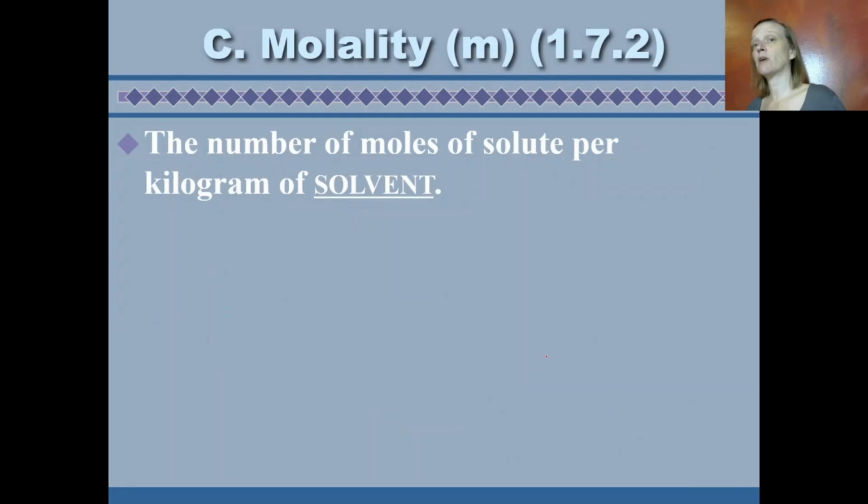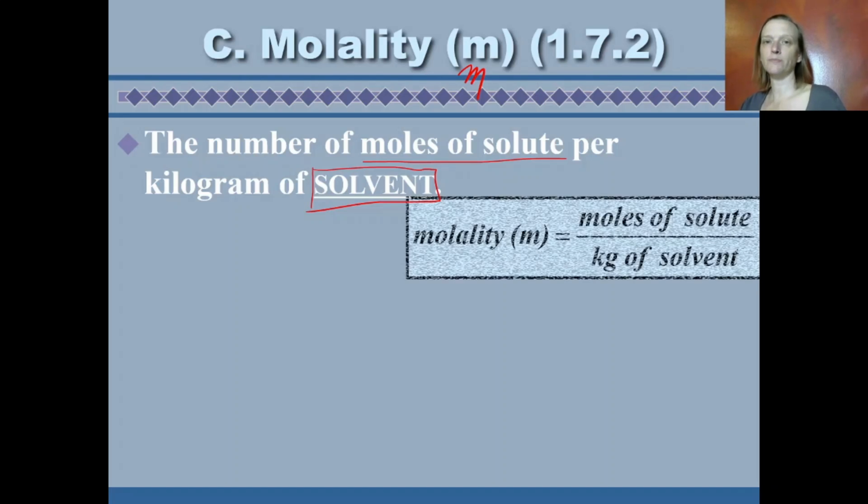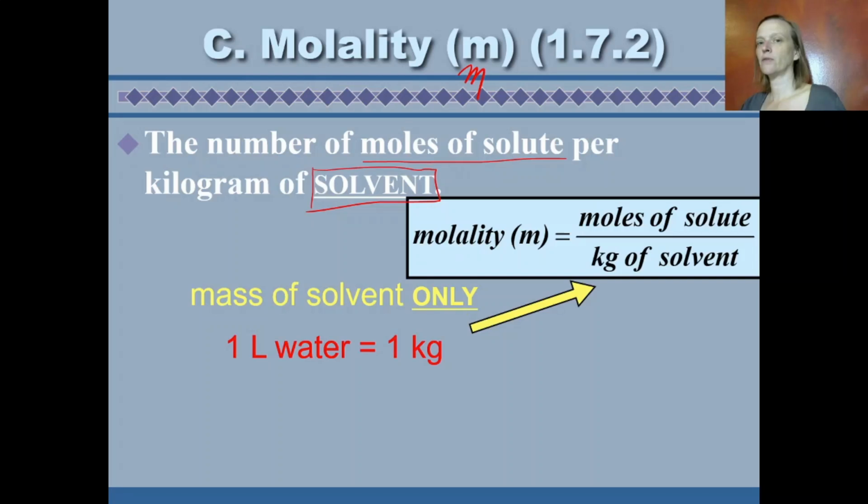This next measure of concentration is called molality. It is symbolized with a lowercase m, usually in kind of cursive-y form. And molality is the number of moles of solute. So far this sounds a lot like molarity. Moles of solute per kilogram of solvent. Solvent only, not the whole solution, just the solvent. So molality is moles of solute divided by kilograms of solvent.